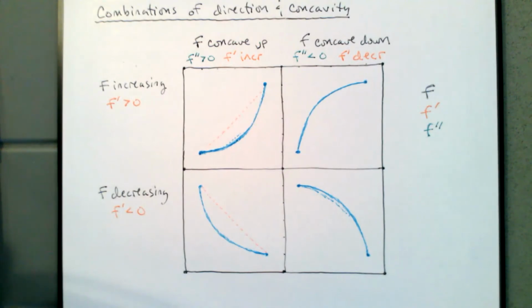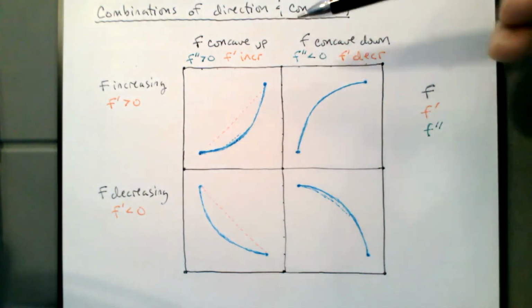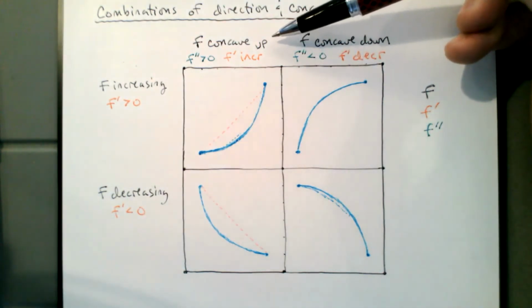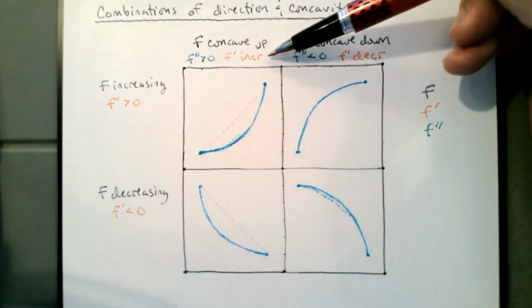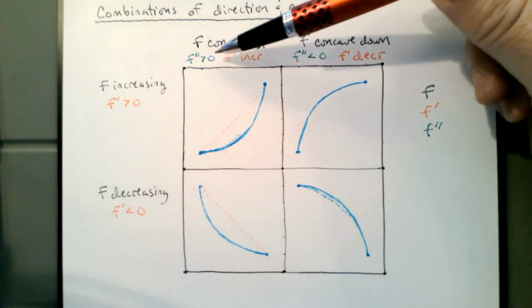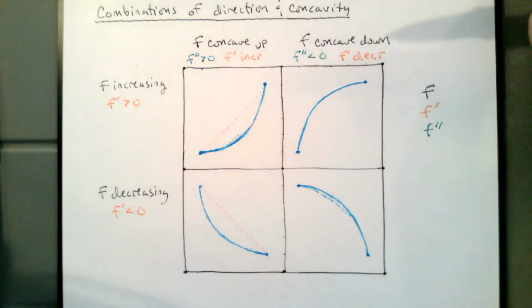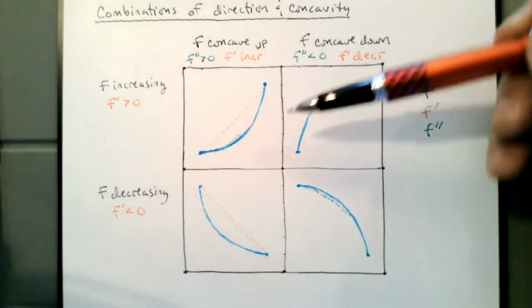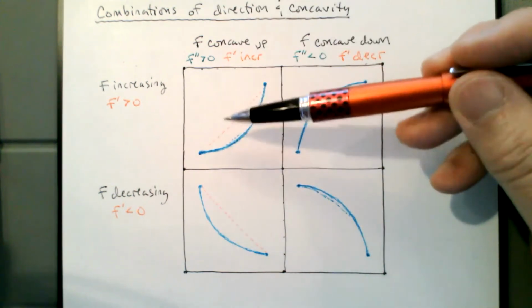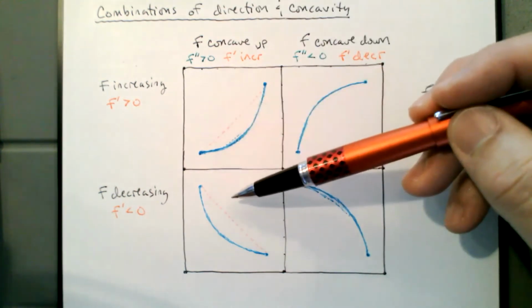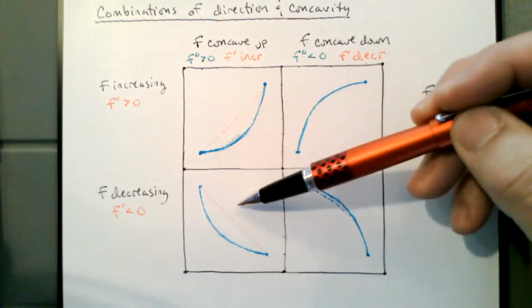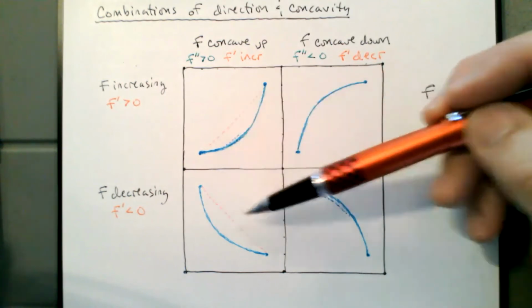The function could be increasing or decreasing and still be concave up or concave down. That's why we have four squares. If the function is concave up, that tells us that the first derivative is increasing and also that the second derivative is positive. So in both of these cases, whether the function is increasing or decreasing, both of these graphs show f being concave up.